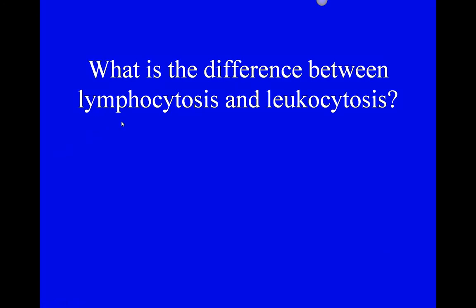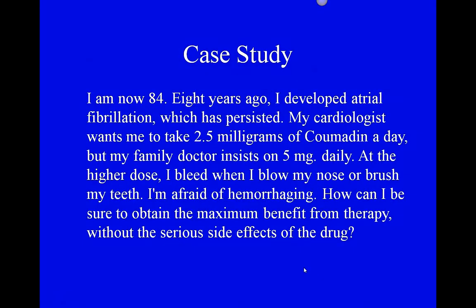What's the difference between lymphocytosis and leukocytosis? So which one means an increased white blood cell count? That was leukocytosis. And lymphocytosis would be an increase in a type of white blood cell. Leukocytes, monocytes, basophils, neutrophils. Lymphocytes were a type of white blood cell. So I'll let you read this one.